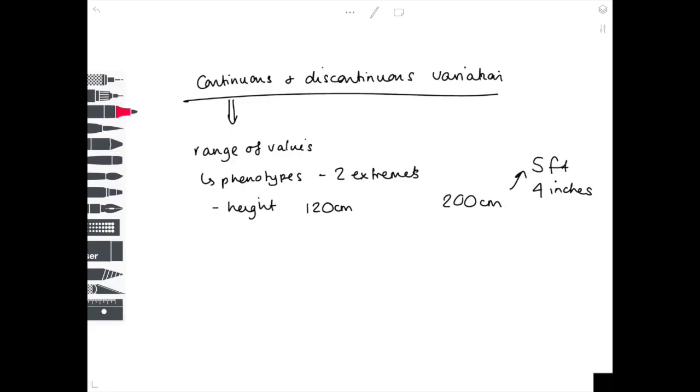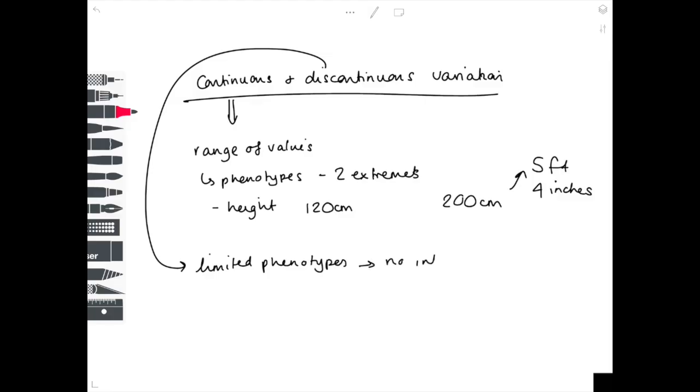Whereas discontinuous variation results in limited phenotypes with no intermediate values. And we've already met a really good example, which is blood groups. You're only one type of blood. So you could be A, you could be B, you could be AB or O, but you're not a combination of all four. The same could be said with something as silly as tongue rolling.